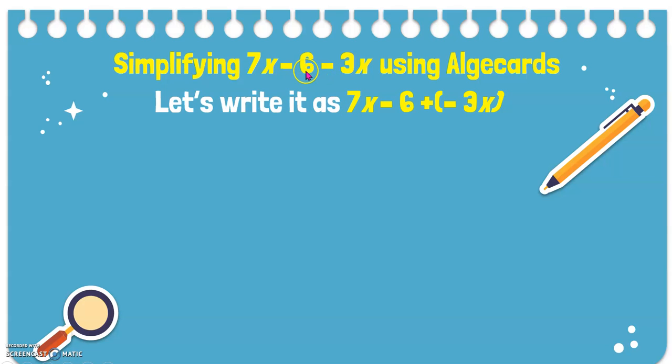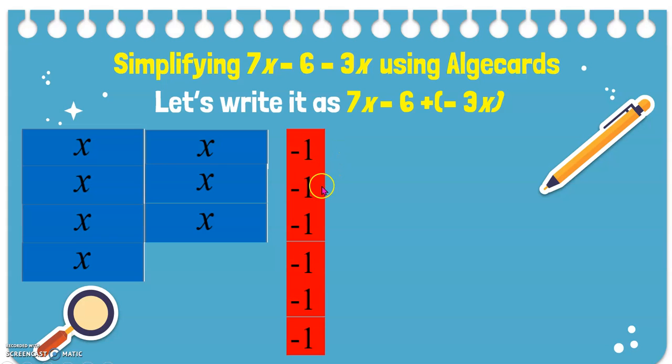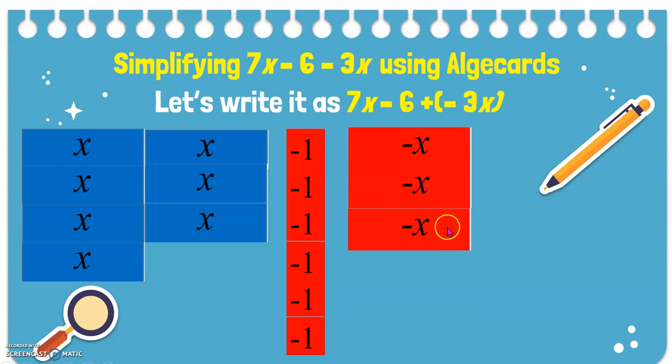So remember, 7x minus 6 minus 3x. Instead of writing minus 3x, I can write it as plus negative 3x. Why I write it as plus negative 3x is to show you that we're going to use 3 negative x cards. Now let's start off with the 7x first. So we have 7 pieces of the x. Now minus 6 is the same as plus negative 6. So we have 6 pieces of the red cards, 1, 2, 3, 4, 5, 6, to represent minus 6. And we have minus 3x, so we have 3 pieces of the negative x cards.